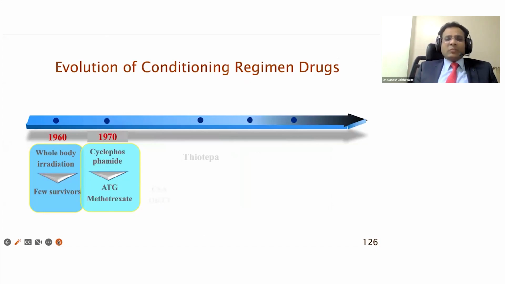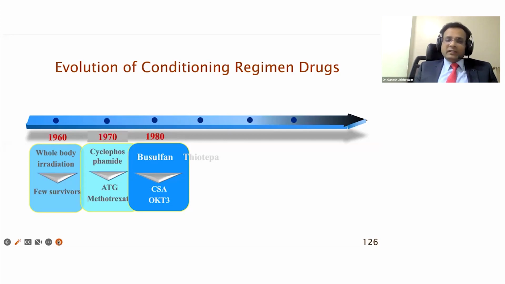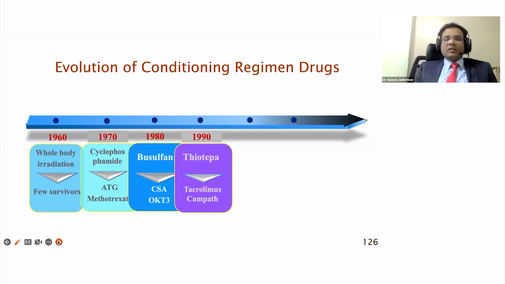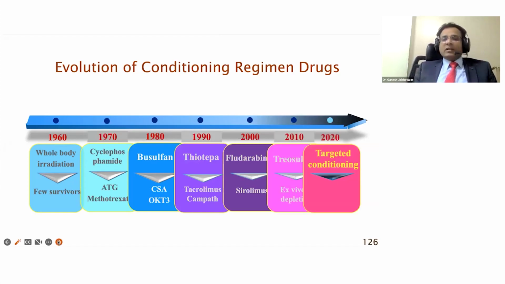So these are the various milestones in the evolution of conditioning chemotherapy drugs: 1960s radiation-based conditioning, then 1970s cyclophosphamide, ATG, methotrexate, 1980s busulfan. Again, cyclosporine was discovered in the 80s as GVHD prophylaxis. Subsequently, 1990s thiotepa, and 2000s fludarabine and treosulfan. And nowadays, the future is going to be targeted precision medicine based conditioning.